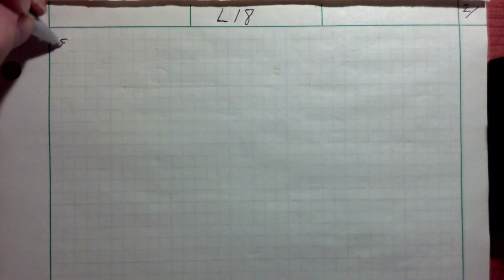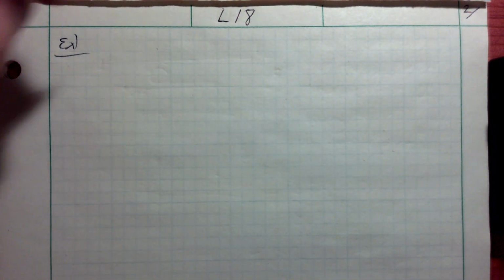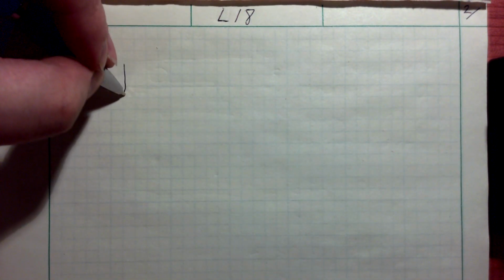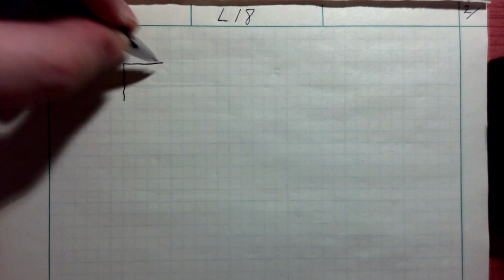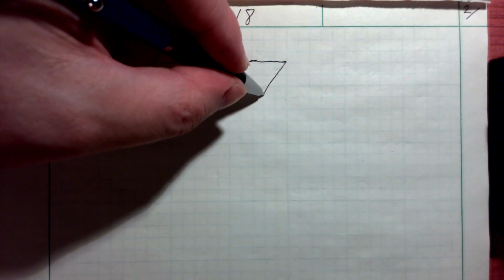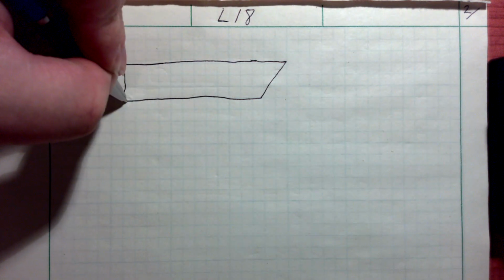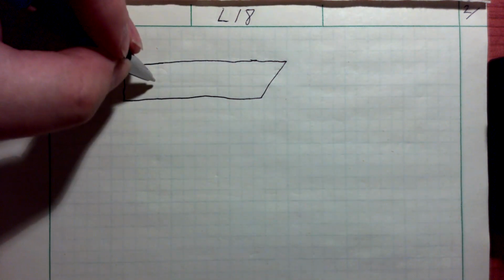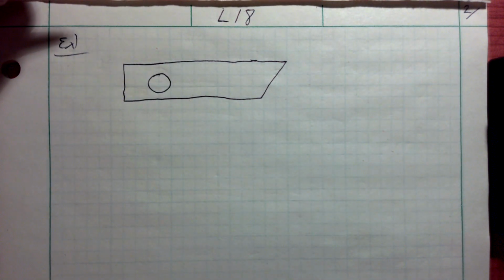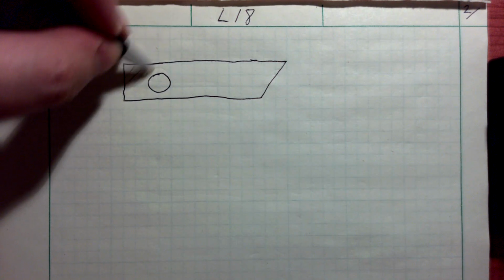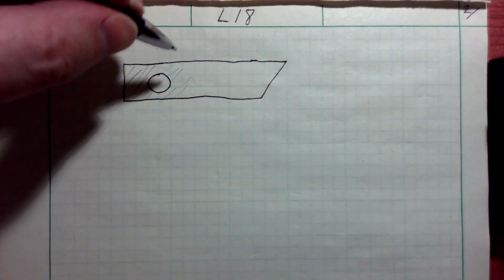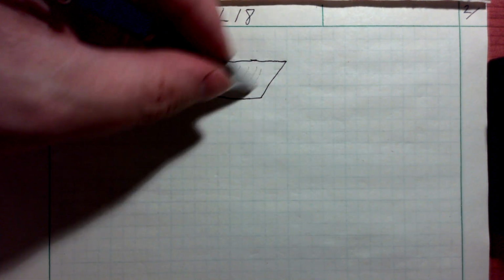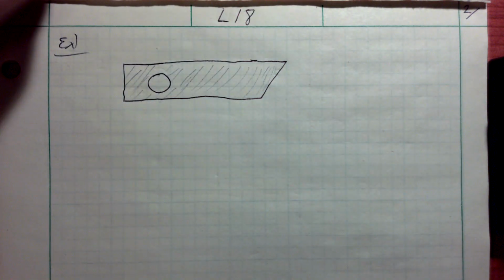All right, let's see what kind of trouble we can get ourselves into here. Let's look at an example. Let's say that I've got some sort of structure here, some sort of trapezoid. We'll put a circle in it. I'm going to shade this area in here. So let's say we're looking at, I don't know, either the end or maybe a cross section of some structure here.